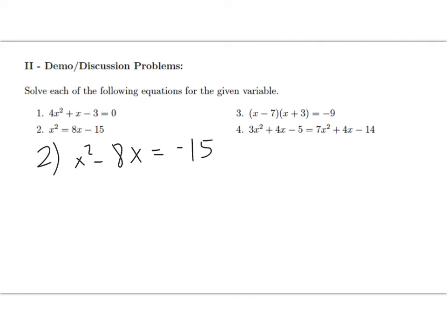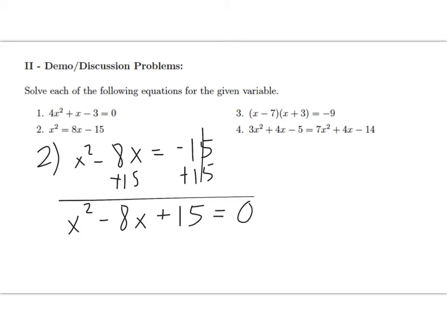And again, our first mini goal is to get this set equal to 0. The inverse, or opposite of negative 15, is positive 15. So we'll do that to both sides as well. x squared minus 8x plus 15.